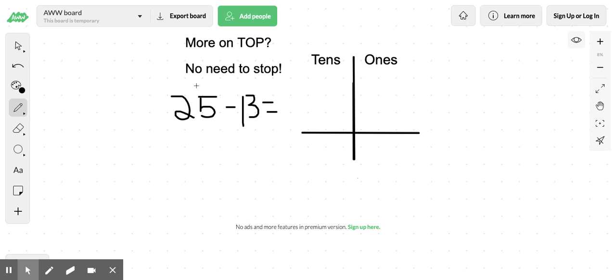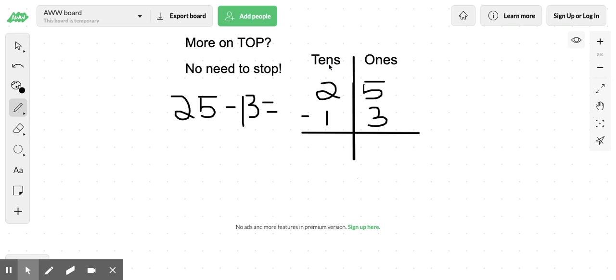So our question here is 25 subtract 13. So the 25 goes up top, like so. 13 goes in between, underneath, like so. And then we're going to put in our subtraction symbol. So we have 25 on top, 13 on the bottom. We've separated into two columns, ones and tens.